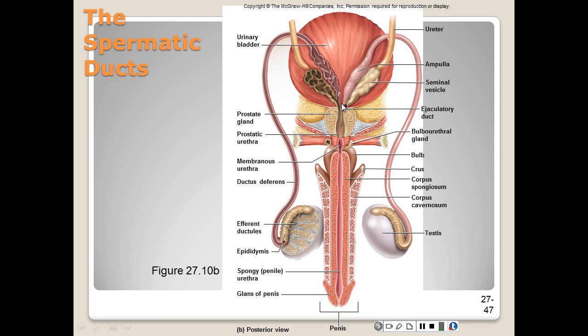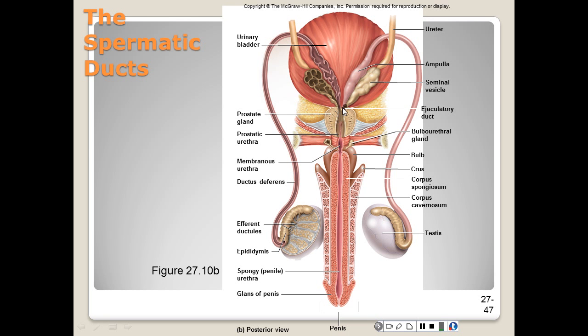Then it's going to unite with the duct of the seminal vessel, which is right here. It's going to unite with it in this particular area, right in here, and then they're going to meet with the ejaculatory duct, which is right here. So see, what I was talking about makes sense. So let me just show you guys a diagram so everything makes sense.